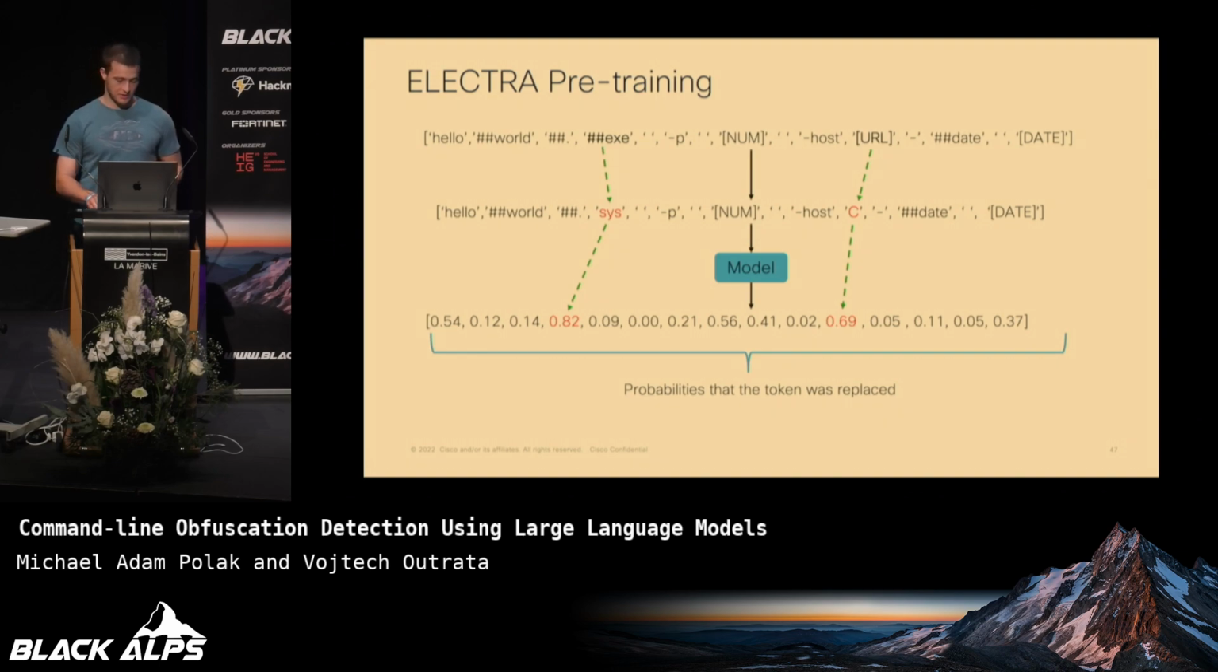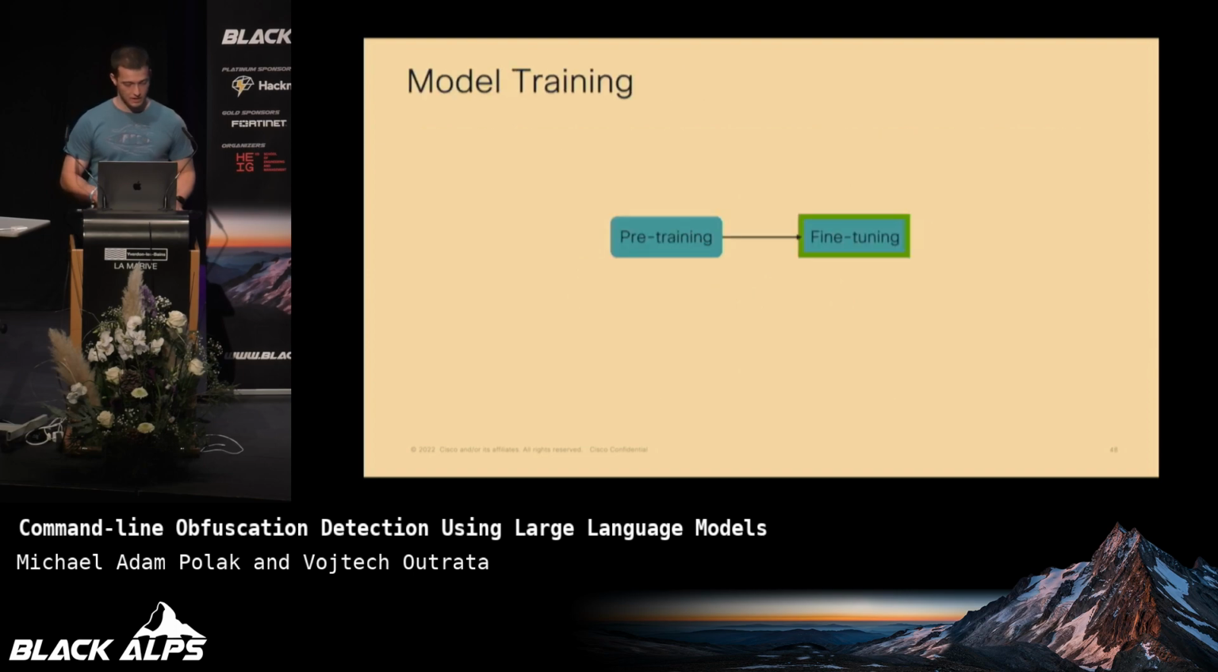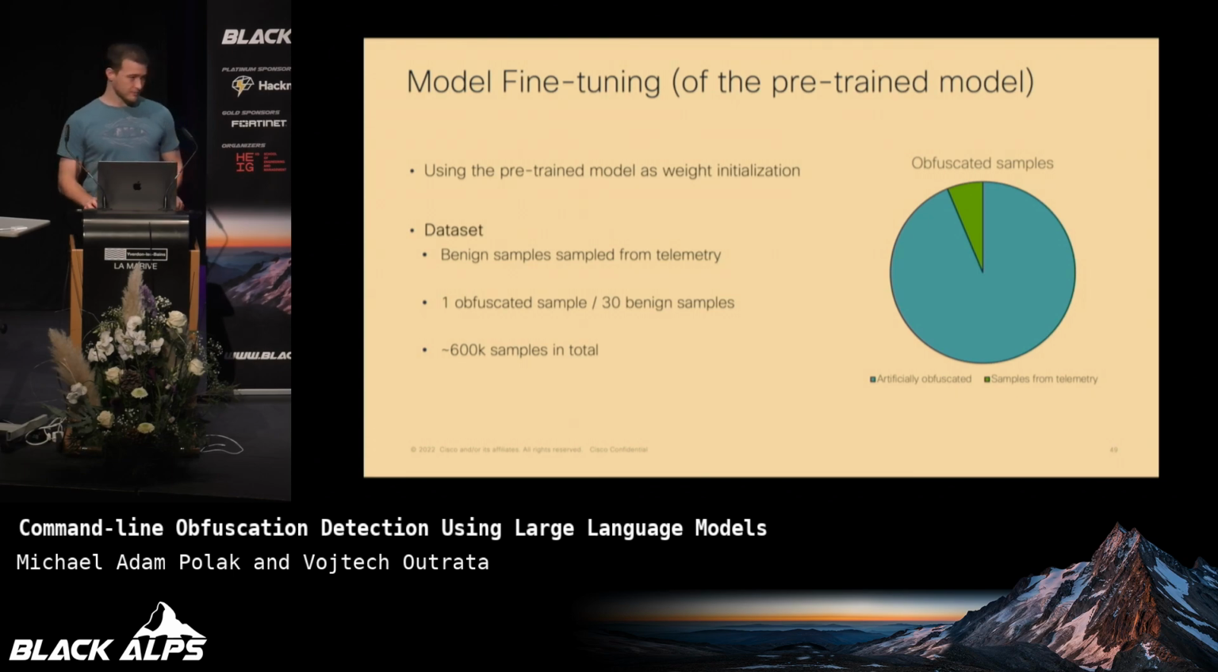So this is the pre-training phase, and then comes the fine-tuning, which is the most important part, because at this point we are actually tasking the model with detecting the obfuscation. And as with most machine learning tasks, the most important and most interesting part is the data set that the model is trained on. We're using the pre-trained model from the previous phase, and our data set consists of two classes. All of them belong to samples from our telemetry, that would be production data from the EDR solution of Cisco.